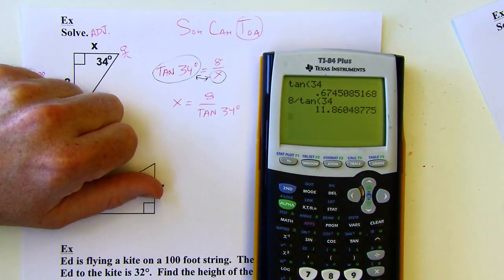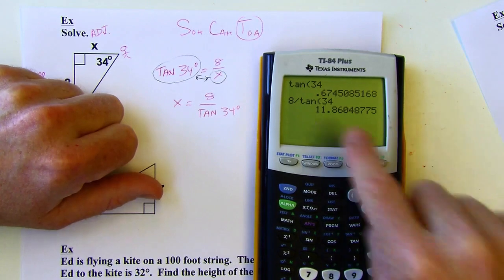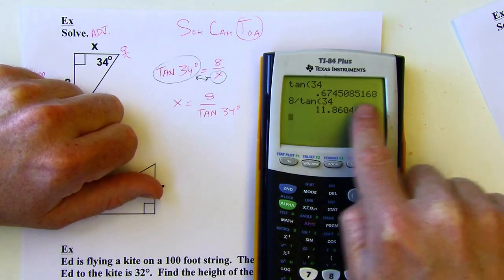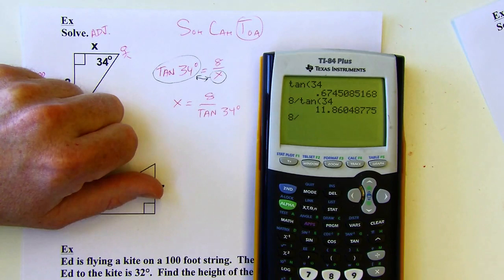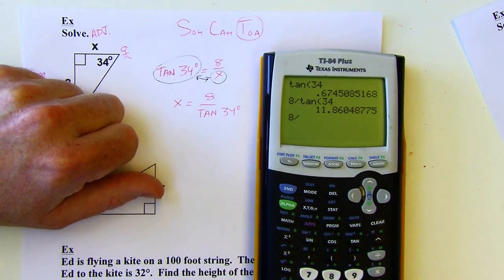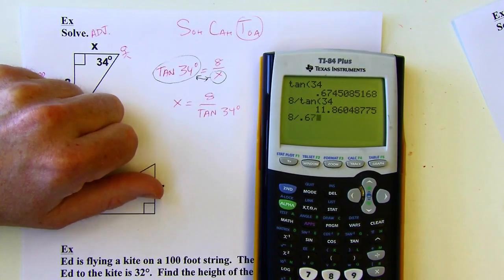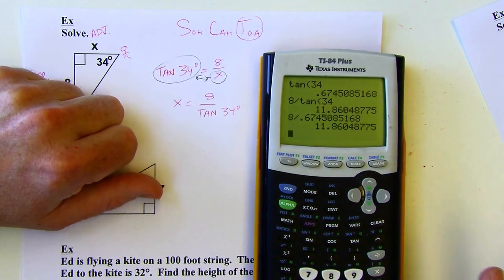On some calculators, you should get about this. But if you can't on yours, then you might want to find tangent of 34 first, and then do 8 divided by that 0.674 number. And the more of the decimal you use, the better. I would try to avoid rounding as you go. Right, so that gives me a good answer there.